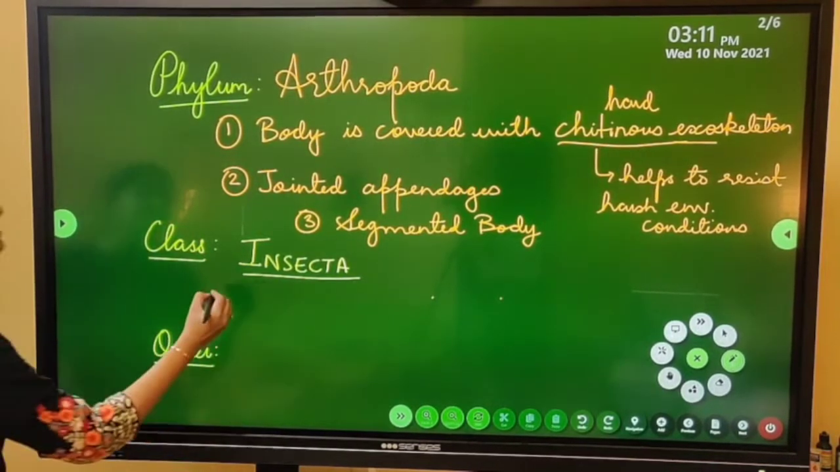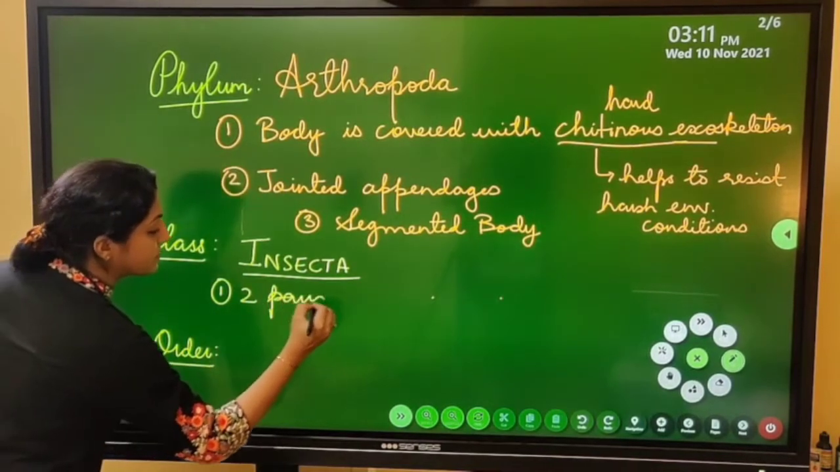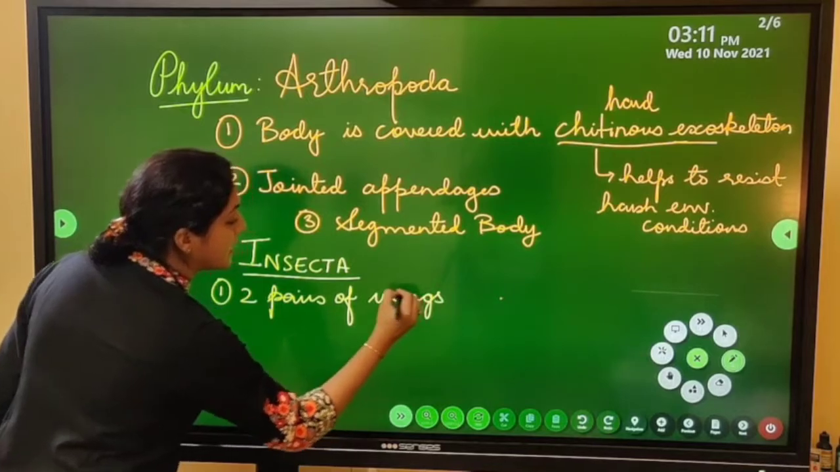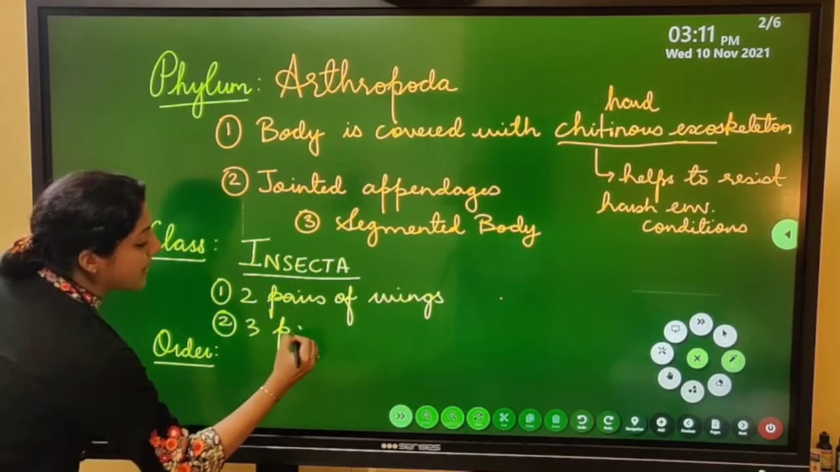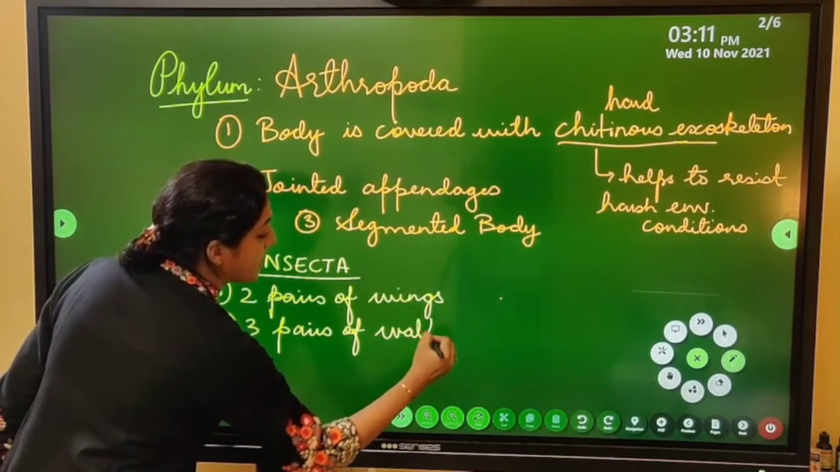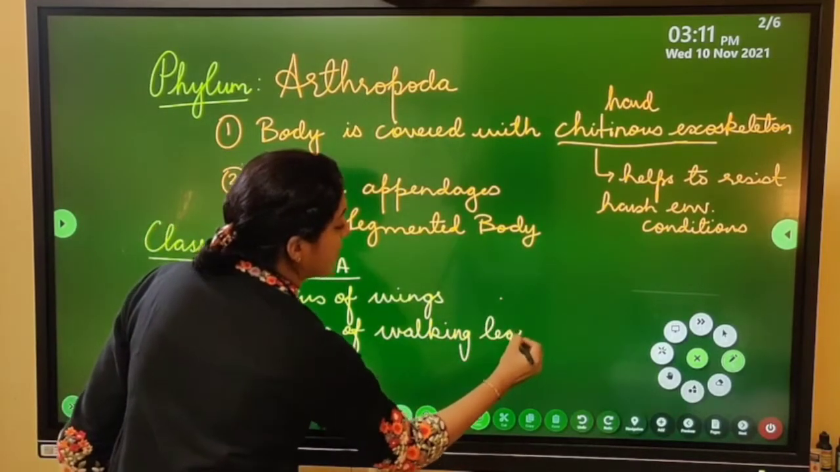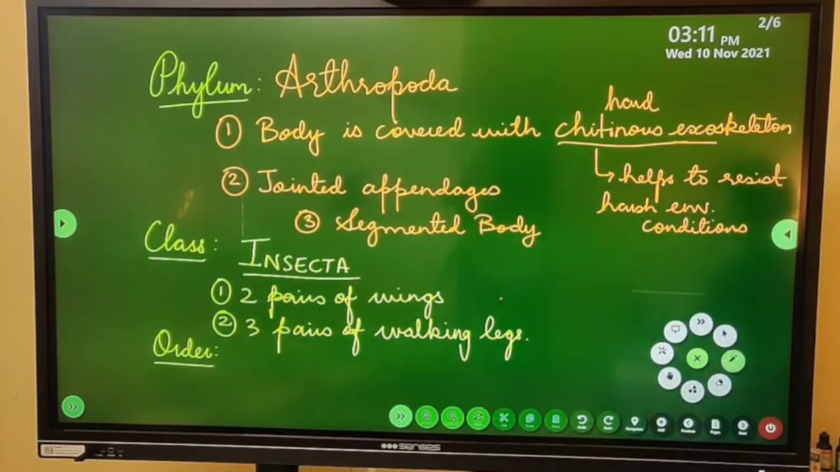The main reasons for this: it has two pairs of wings, so it falls in class Insecta. Second, it has three pairs of walking legs. ये सारे फीचर्स हम एनिमल किंगडम में देखेंगे, हर एक फाइलम, हर एक क्लास के.